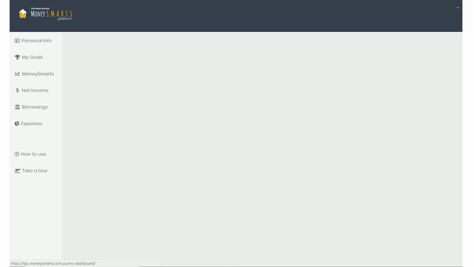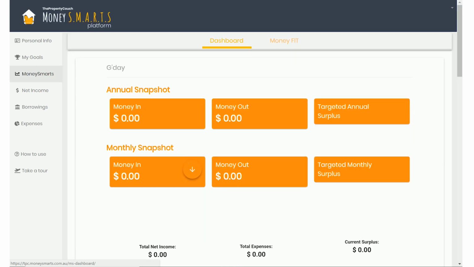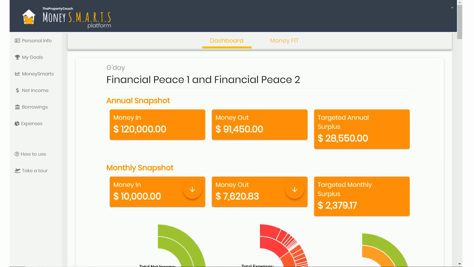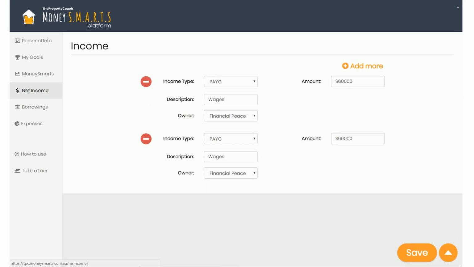You can obviously add your goals if you want to. And then we've got the Money Smarts dashboard coming up here, and you can see this Money Fit here, which I'm about to introduce you to. But before I do, for those who are new, just quickly, money in, which is your income coming in. Now we want net income, not gross income.